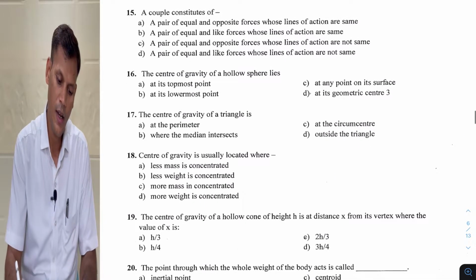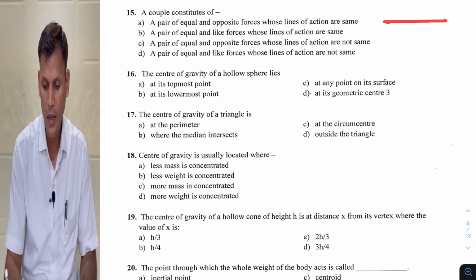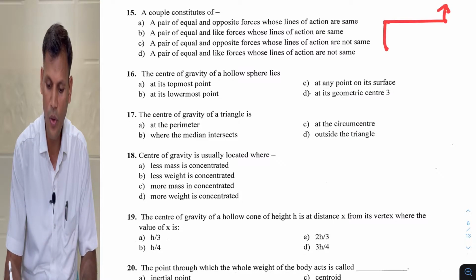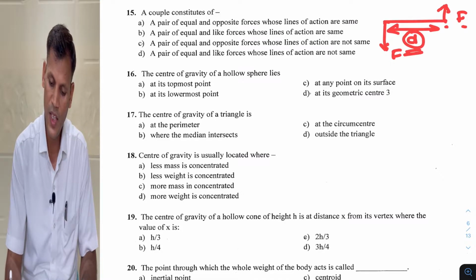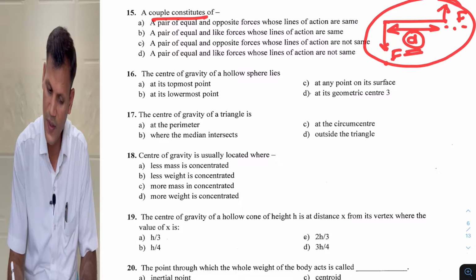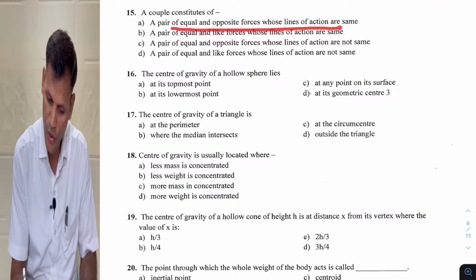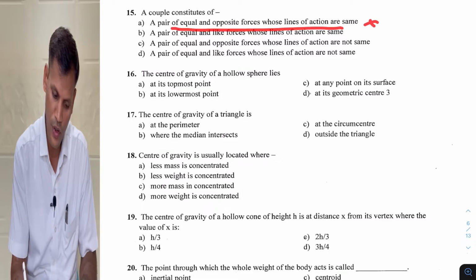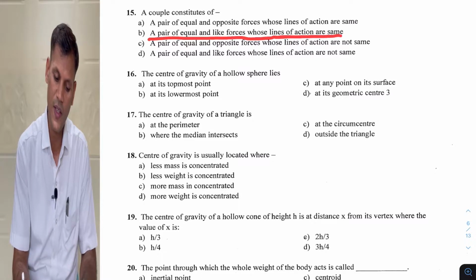Now next is, a couple constitutes of. So what is the couple? Couple, when two equal and opposite forces are acting, this I can say F, this is also F, and they are separated by a finite distance d. This is the couple. So a couple consists of two equal and opposite forces, and they are separated by a finite distance d. So a pair of equal and opposite forces whose lines of action are the same, not possible. The pair of equal and like forces whose lines of action are the same, no.